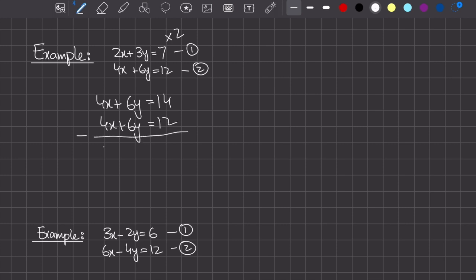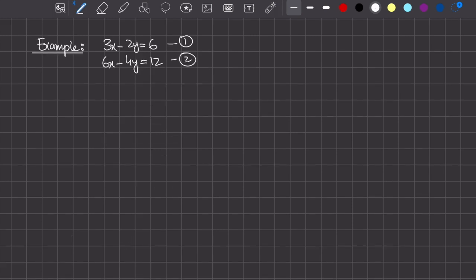4x minus 4x gives 0. 6y minus 6y gives 0. 14 minus 12 gives 2. This is interesting now that we get 0 equals 2, but we know that 0 cannot equal 2. This means the system is inconsistent, and the lines are parallel to each other.